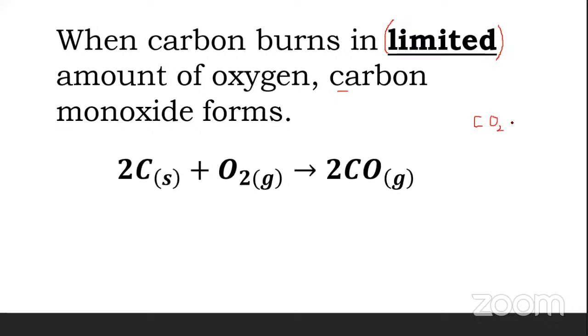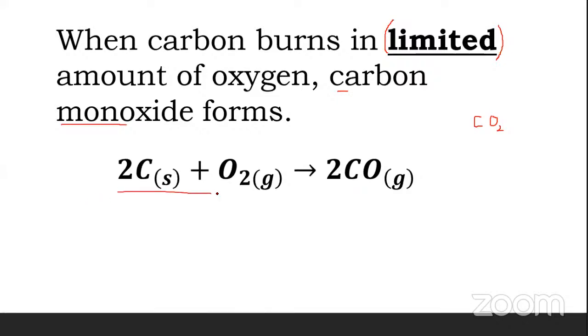You need to get to know that the difference is that CO2, that is carbon dioxide, only happens when you have excess oxygen. And when we have less oxygen, you form carbon monoxide. So we are having this word here. The word mono means one. So we are forming one oxide, and we call it carbon monoxide.